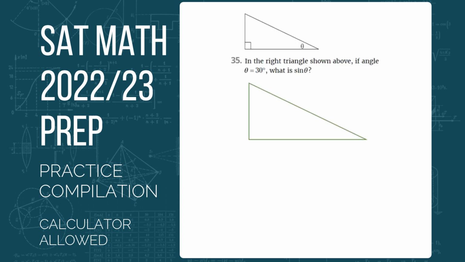In the right angle triangle shown above, if angle theta, this angle here, is 30 degrees, what is sine theta? So that's 30, that's 90, so this will definitely be 60. Let's put that info into this diagram.